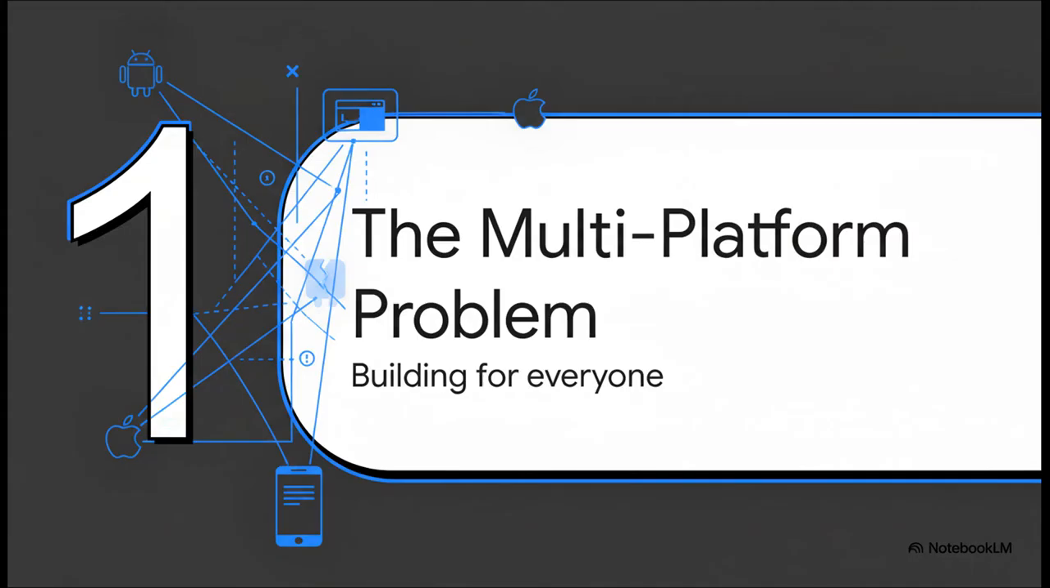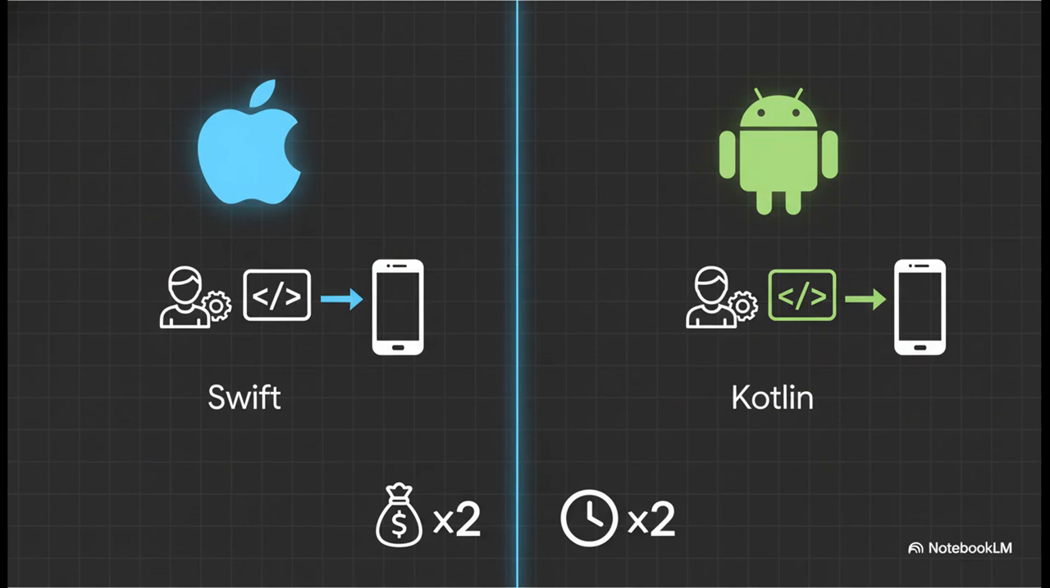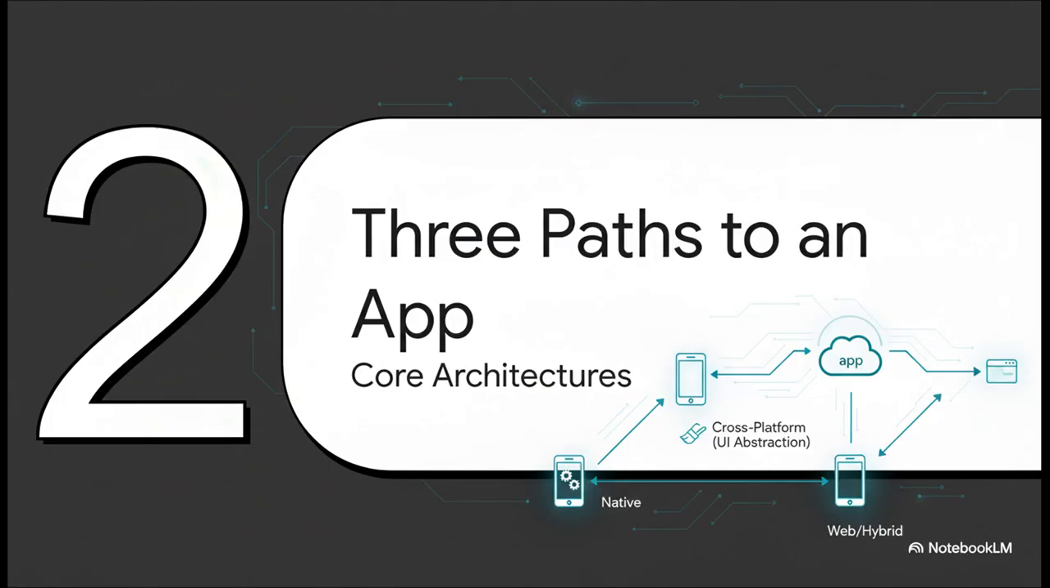Okay, Section 1, the multi-platform problem. So what's the big deal? Why is building for everyone so dang hard? Here it is, the bottom line. Think of it this way. iOS and Android speak completely different languages. It's Swift for Apple and Kotlin for Google. They don't talk to each other. So you end up needing two teams writing two different code bases, which means double the time and double the money. Ouch. So how in the world do developers solve this?